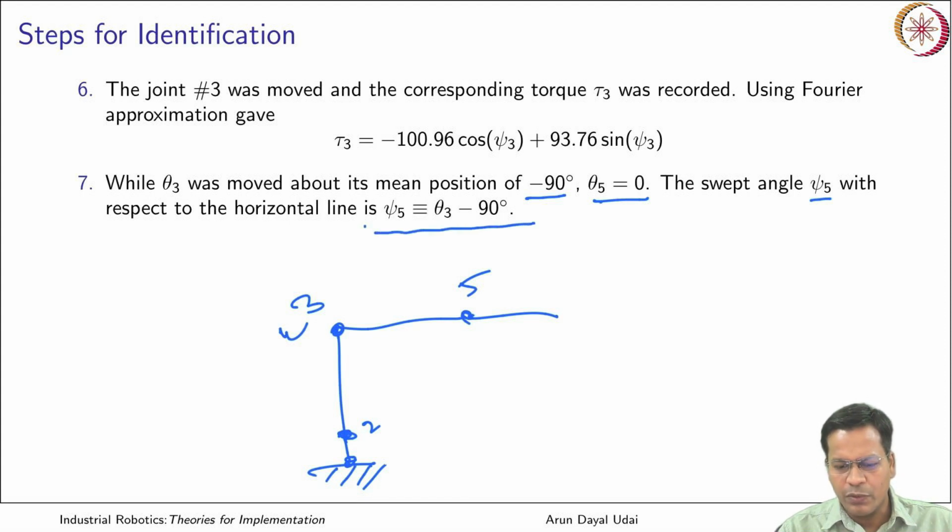Psi 5 will be equal to theta 3 minus 19. You see, if theta 3 is equal to 0 degrees, it comes totally like this. In that case it goes to minus 90 degrees, is it not? So measured with respect to the ground, it comes perfectly like this. So in that case it is minus 90 degrees. So that is what, so this is there.